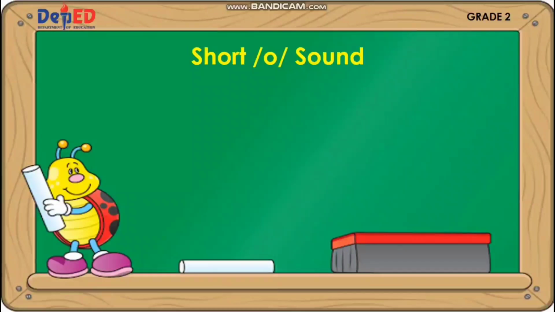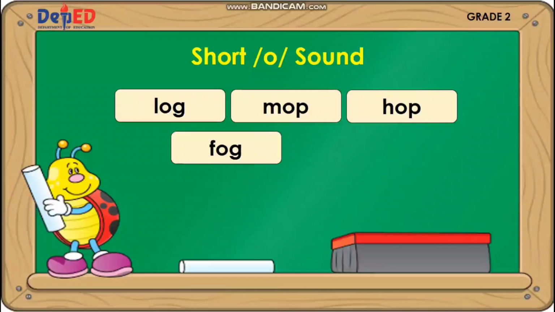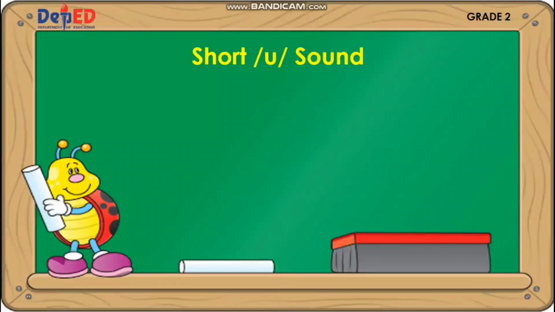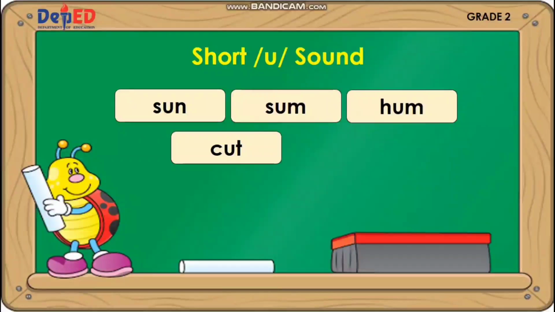The following are CVC words with short O sound. Log, mop, hop, fog, pop. And lastly, the following words with short U sound. Sun, sum, hum, cat, cup.